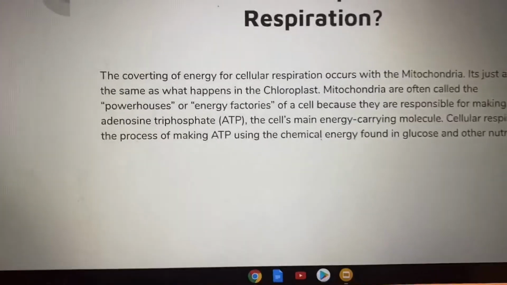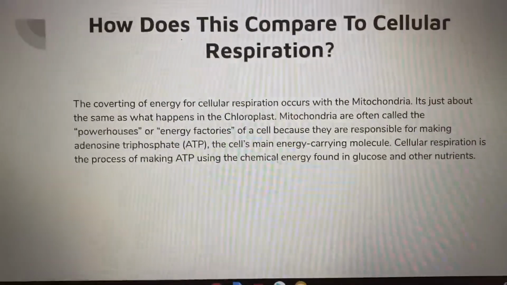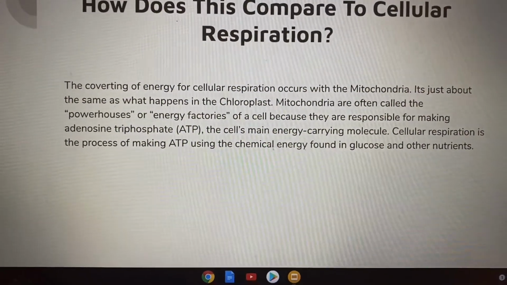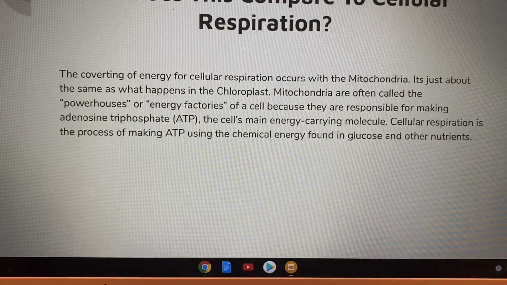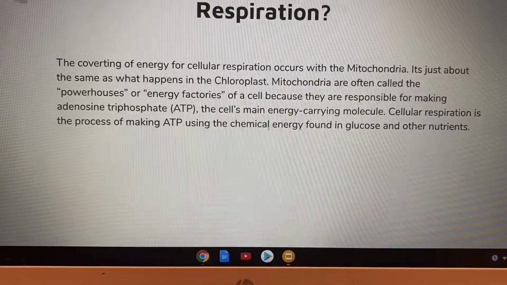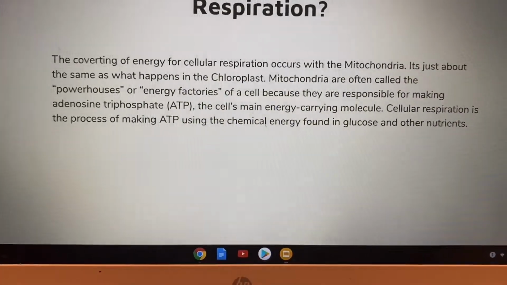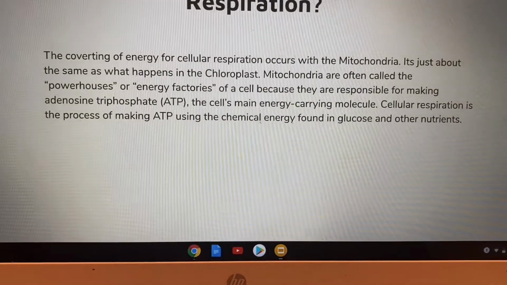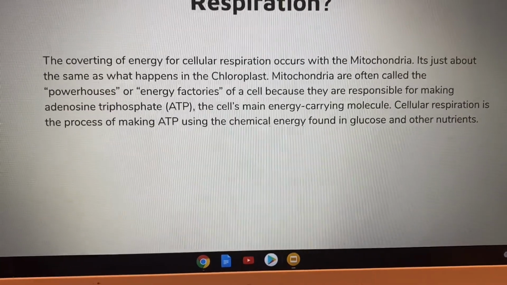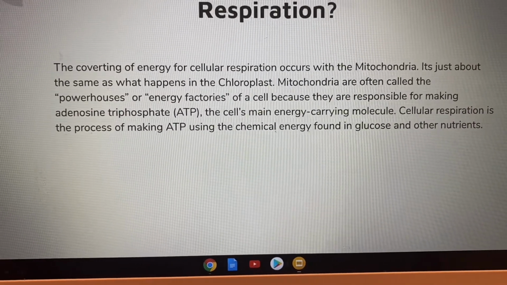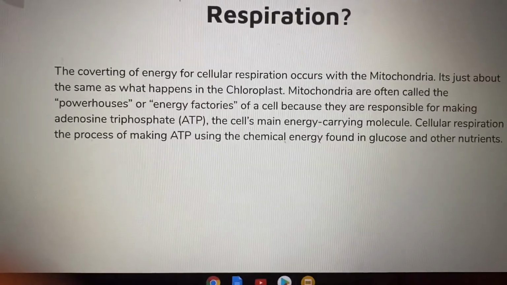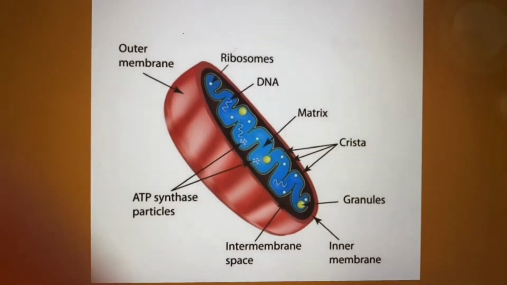So how does this compare to cellular respiration? The converting of energy for cellular respiration occurs with the mitochondria. It's just about the same as what happens in the chloroplast. Mitochondria are often called the powerhouses or energy factories of a cell because they are responsible for making ATP, which is the cell's main energy carrying molecule. Cellular respiration is the process of making ATP, using the chemical energy found in glucose and other nutrients.